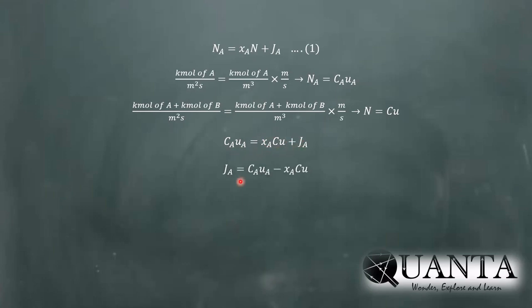Rearranging that, I can see that the diffusional flux can be expressed in terms of the concentrations. The X_A times C is in fact the concentration of A. Therefore, we can write the diffusional flux as the concentration of A multiplied by the relative velocity of A. The relative velocity is with respect to some average velocity, which we call the molar average velocity of the mixture.